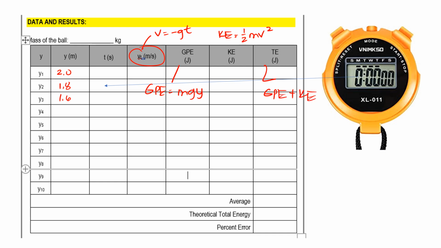Again, the topic here is conservation of energy, so the conservation of the total energy. In this experiment, we are expecting the total energy to be conserved. Meaning the total energy at every position must have the same value, so it should remain the same. If they have the same value, we can see that the total energy is conserved.